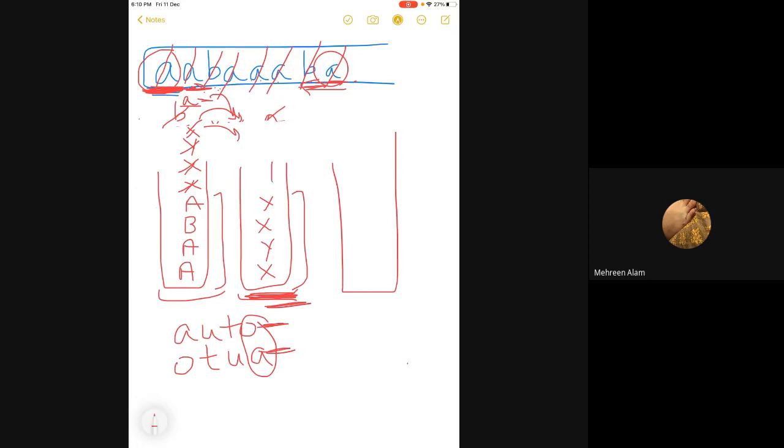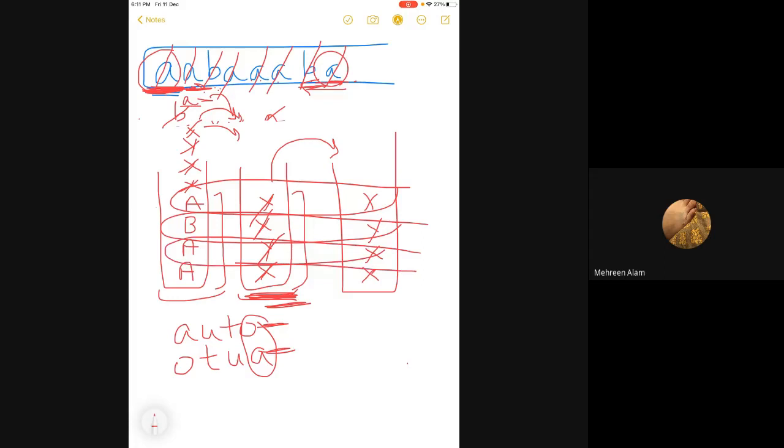सो मैं क्या करूंगी, आई विल रिक्वायर अनदर स्टैक, सो आई विल रिवर्स द स्ट्रिंग x x y and x, ठीक है? अब क्या होगा, आई कैन मैच दिस a with this x, this b with this y, this a with this x and this a, right? So if they are the same, they correspond to each other, it means this was a valid double word from my language, right? Is that clear?